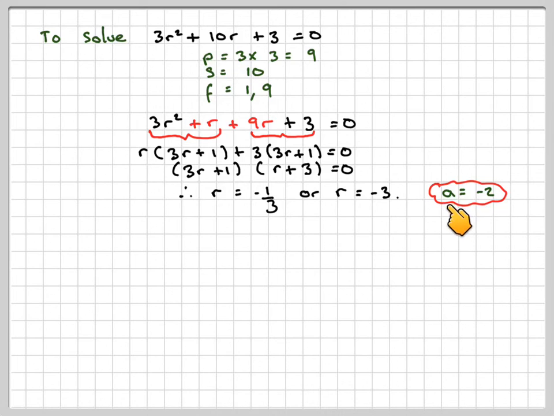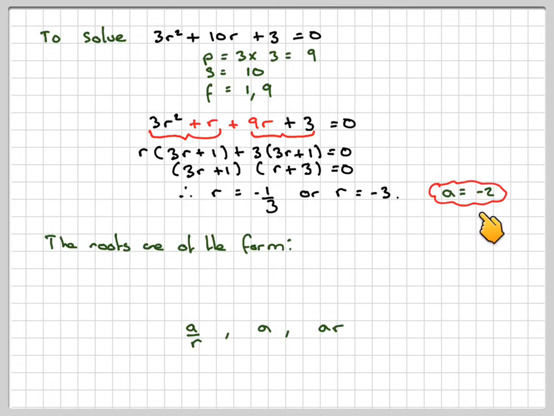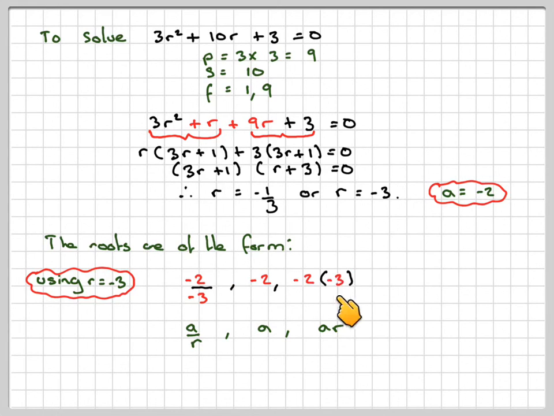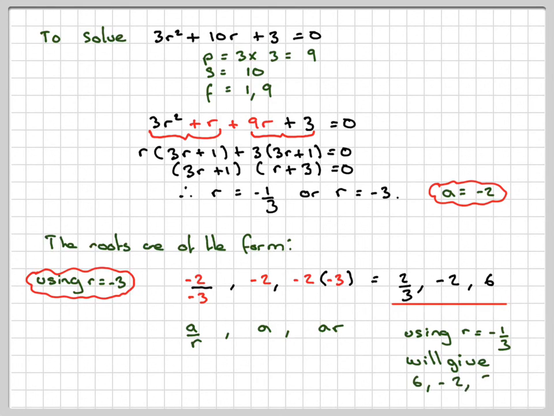Remember a, when we solved the original equation, we got minus 2. So the roots of the form a over r, a, ar. We're going to take r as minus 3 to begin with, because it's an integer value. It's minus 2 over minus 3, minus 2, and minus 2 times minus 3. So it gives me 2 over 3, minus 2, and 6 as the answer. It does actually work for this one as well, but if you use r as minus 1 over 3, we'll give the numbers in the reverse order.